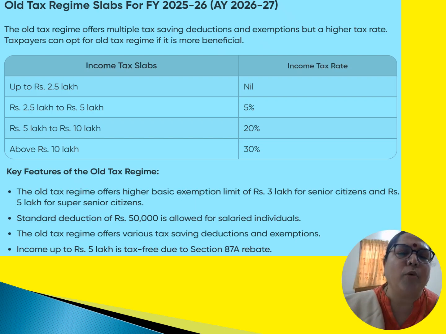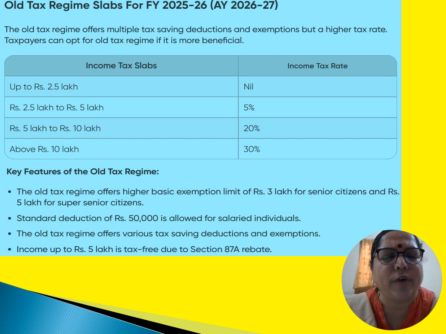So, up to 2.5 lakhs, nil, no rate, no tax. 2.5 lakhs to 5 lakhs, it is 5%. 5 lakhs to 10 lakhs, it is 20%, and above 10 lakhs, it is 30%. Now, this is how the old tax regime was working.